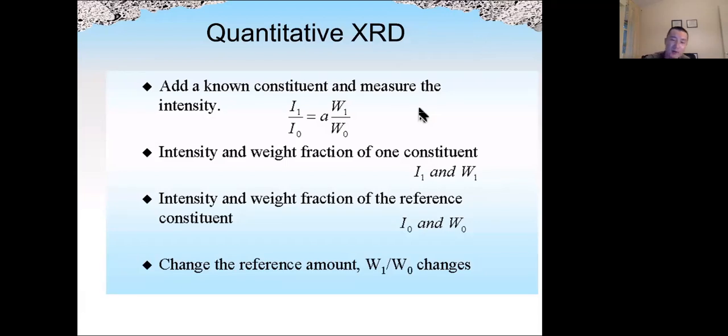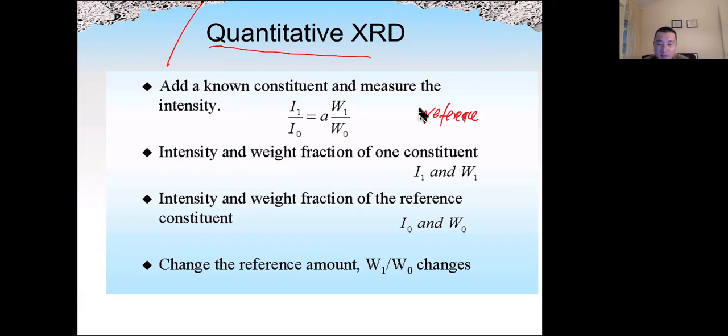So the second type of XRD is called quantitative. Not only what type of phase, but also trying to figure out what the percentages of the different phases are. In this method, we add a known constituent. We also call that a reference material, which has known chemical composition and also known weight.